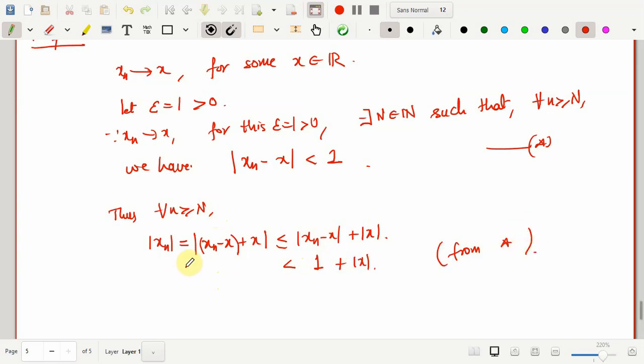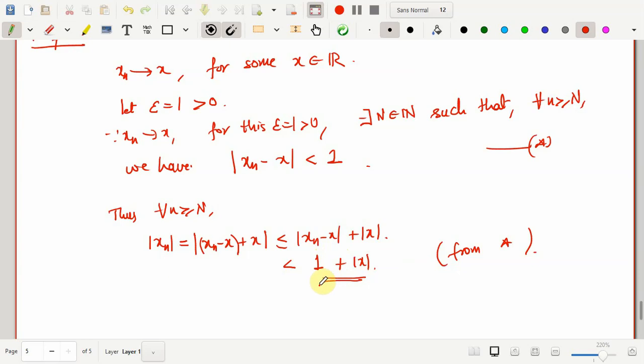Okay, so what we see is that mod of xn is strictly less than 1 plus mod of x. And what can you say about this quantity? Is it always greater than 0? That is one thing we need to observe. See, mod of x can be greater than or equal to 0. If it is equal to 0, then 1 plus mod of x will be equal to 1, which is strictly positive. And if mod of x is strictly greater than 0, then definitely 1 plus mod of x will be strictly greater than 0. So in all the cases, this 1 plus mod of x is a strictly positive quantity.